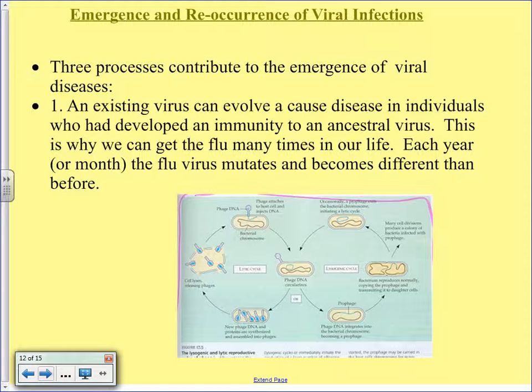So sometimes an existing virus can evolve and cause disease in individuals who developed an immunity to an ancestral virus. That's what happens with the flu. That's why every year you get the flu. You've had it lots of times before in your life, but it mutates just enough that your body doesn't recognize it anymore, and it has to fight it off again. So that's pretty common.